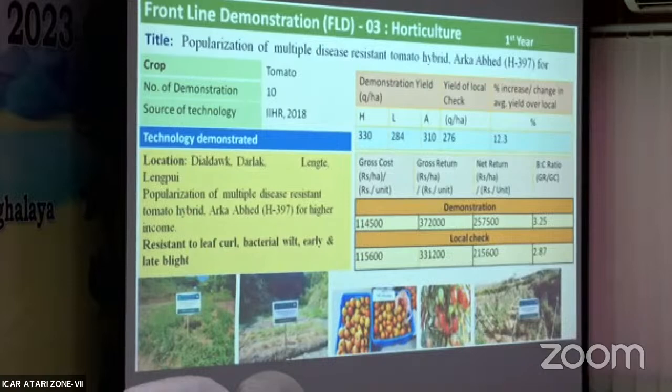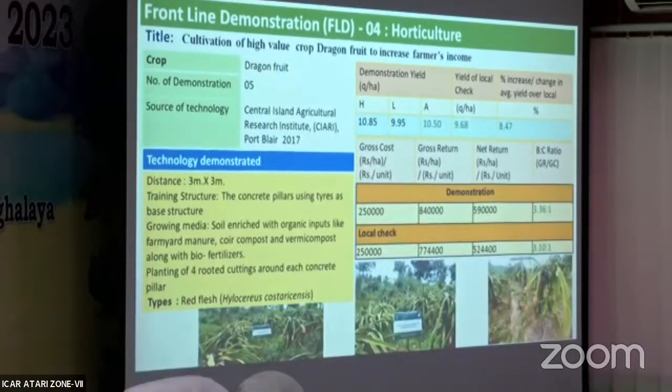We have population of tropical resistant tomato hybrid Arca, which was performing very well in our district, and this series was also 3.25 against the farmers' practice of 2.87. And here dragon fruit was cultivated, and dragon fruit was also performing very well. Which variety of dragon fruit was demonstrated? It's red flesh.